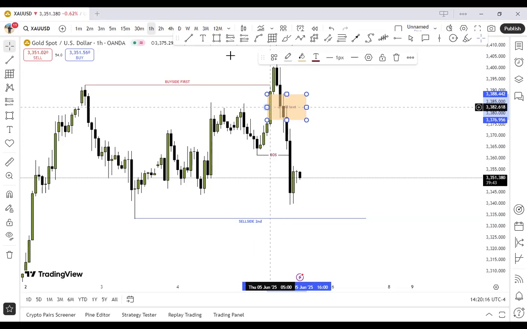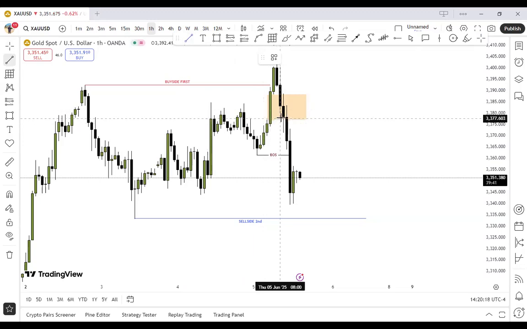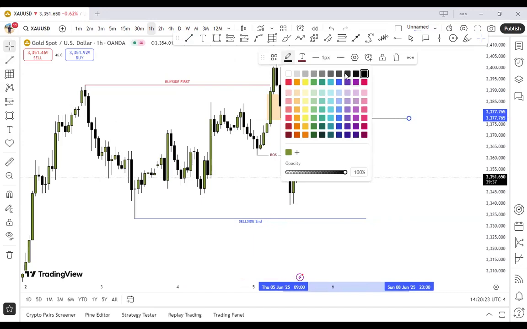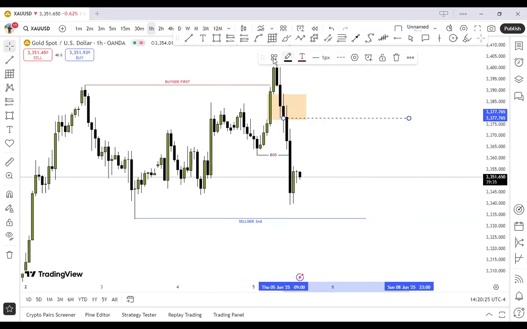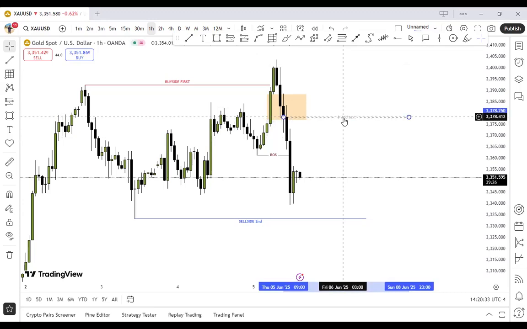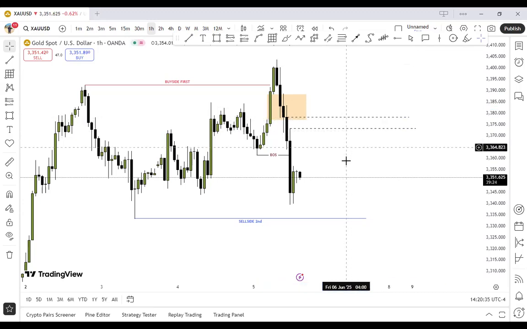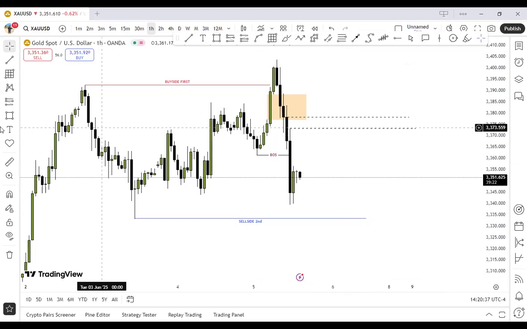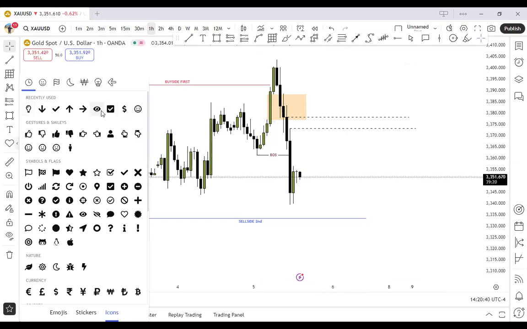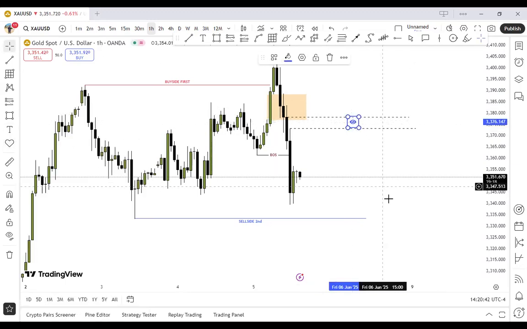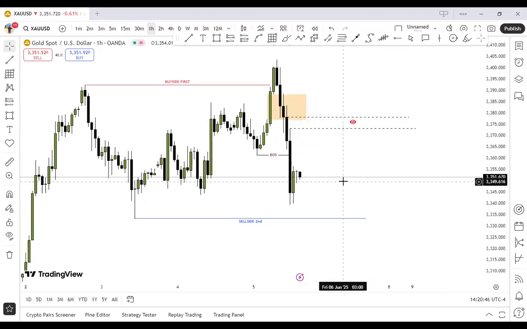Why? Because we have this redelivered, rebalanced PDRA here. Remember that when you have a PDRA resting above our redelivered, it is likely to be left open. So I have my eye on this redelivered, rebalanced PDRA here.